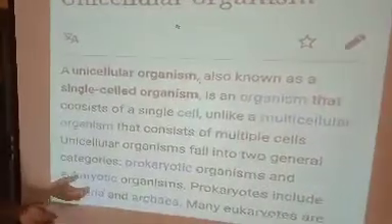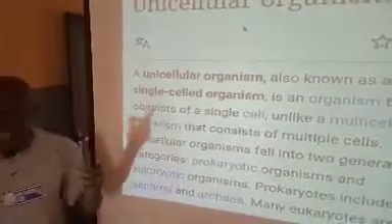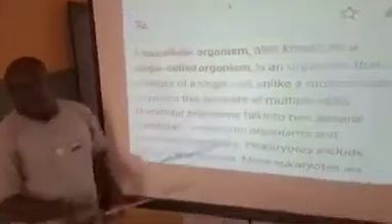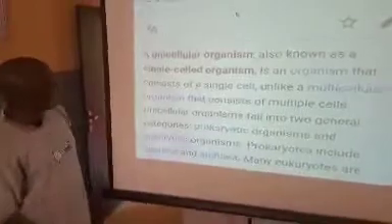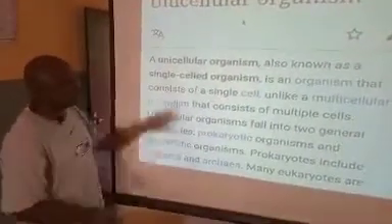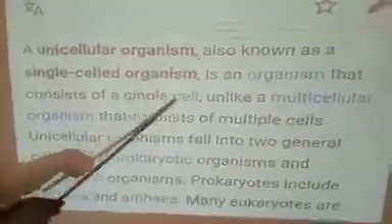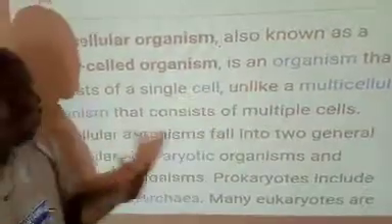Now, unicellular organisms are organisms that are just one cell. They don't have more than one cell. So uni meaning one. So those are unicellular organisms. A unicellular organism, also known as a single-celled organism or a one-celled organism, is an organism that consists of a single cell, unlike a multicellular organism.